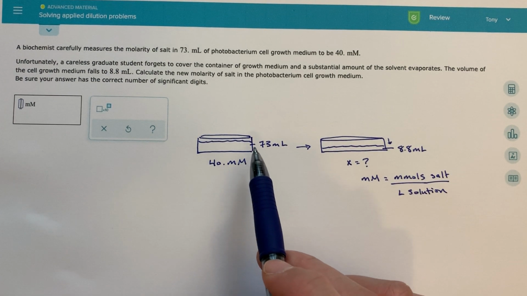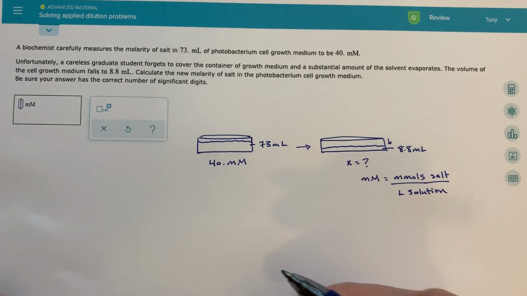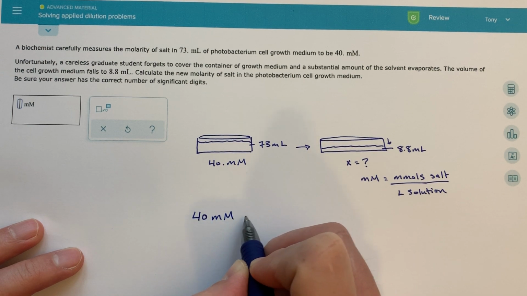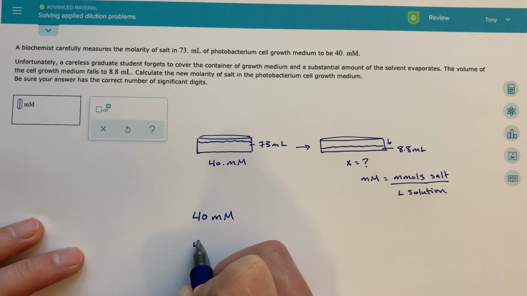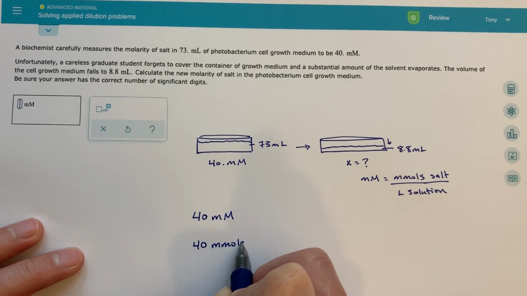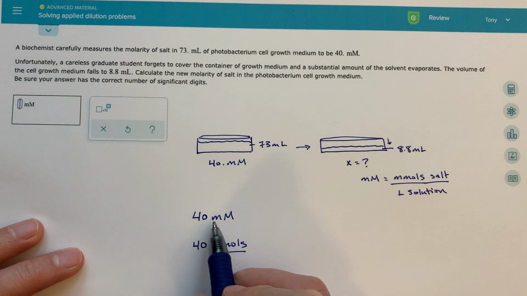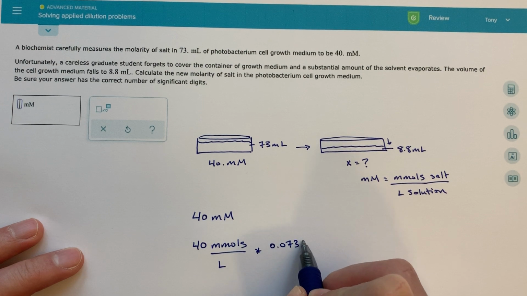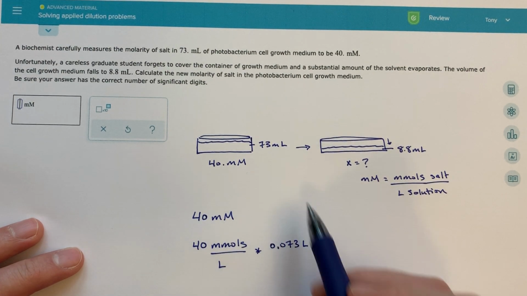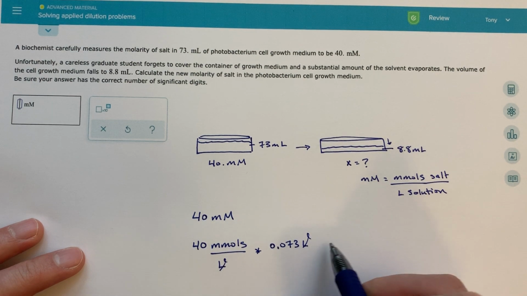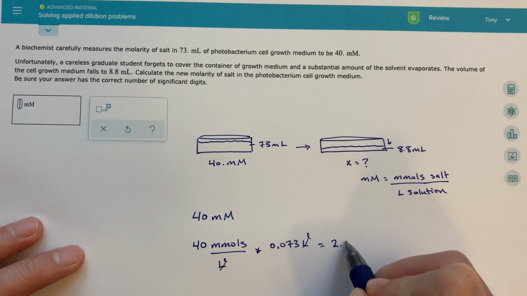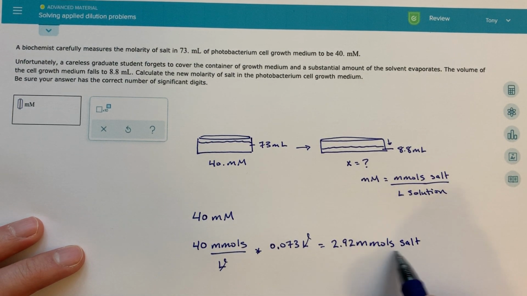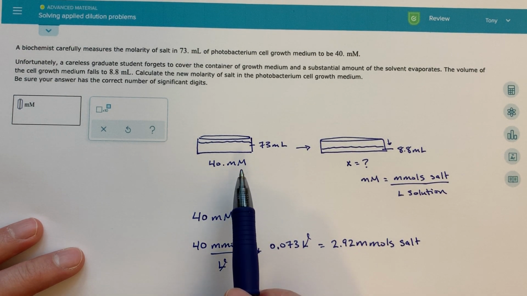But we have a way to solve for that because we know what the original solution was made up of. So if I take 40 millimolar, and millimolar is, how should I write this out? Maybe I'll just write it down here: 40 millimoles over liters, right? That's what this millimolar represents. And I multiply that by 0.073 liters, just converting this milliliters into liters, my units of liters will cancel, and I'll be left with 2.92 millimoles of salt.